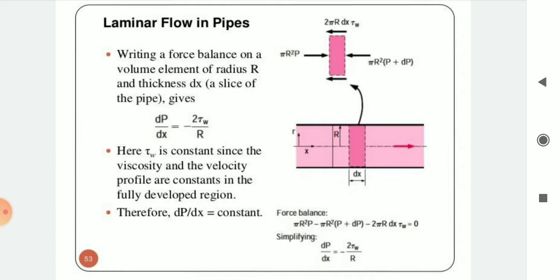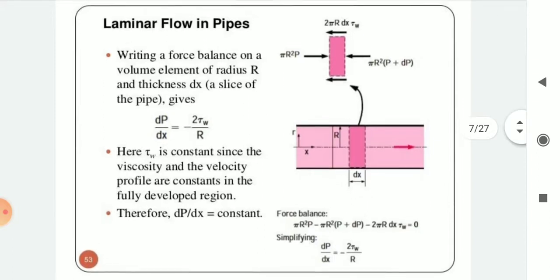Okay, force balance gives πr²P minus πr²(P+dP) minus 2πr dx τw is equal to 0. So by simplifying it, we can get dP/dx is equal to minus 2τw divided by r.